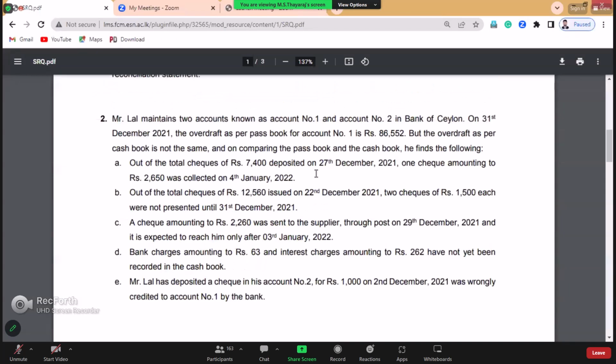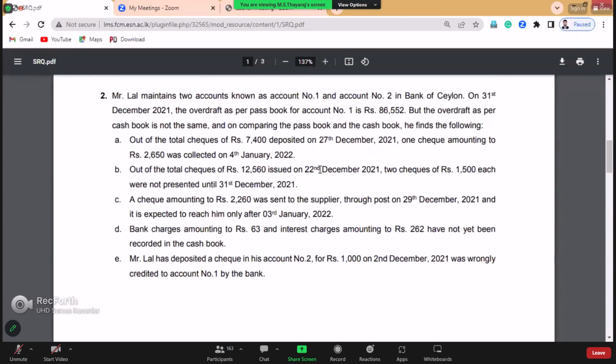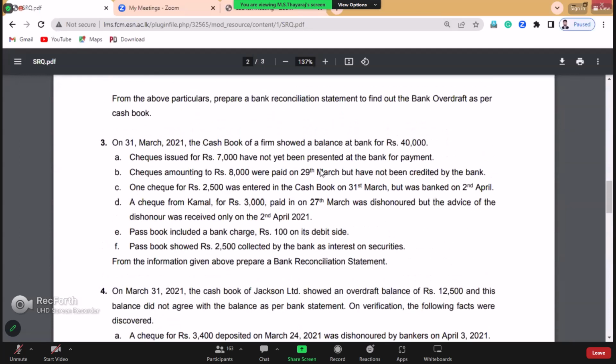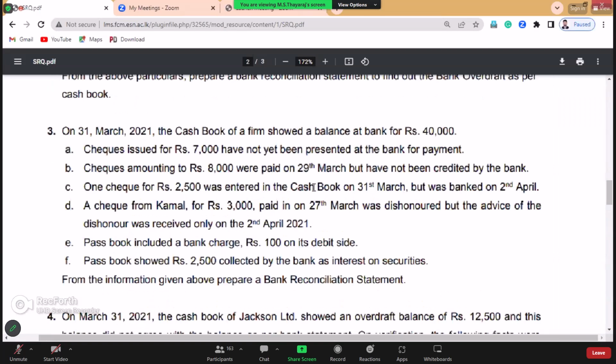What about the second question? Mr. Lal maintain that is not, you can check the third question. Third question, so that is up to you. Second question you have to prepare. Then any doubt you can ask. The third question.